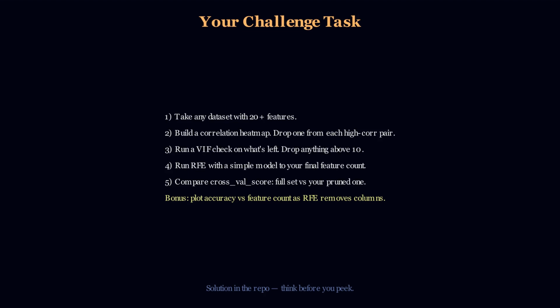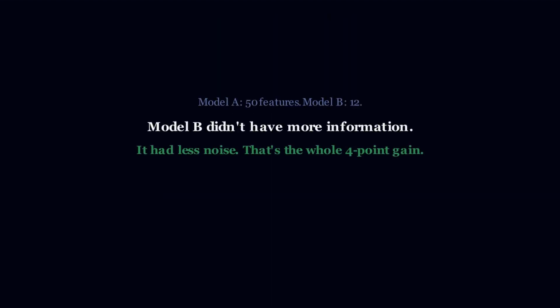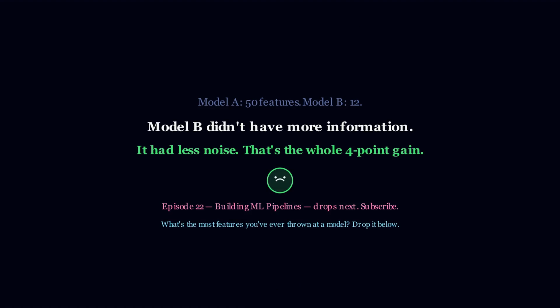Think before you look. Model A, 50 features. Model B, 12. Model B didn't have more information. It had less noise. That's the whole 4-point gain.